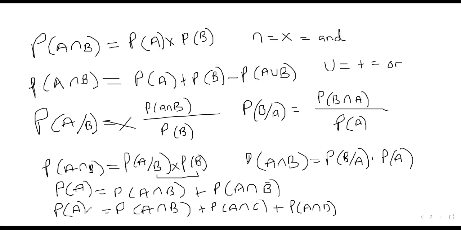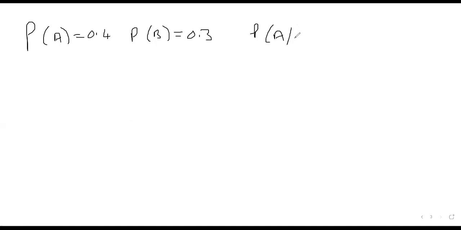Okay. So we can look at an example, then we look at the examples we had in class. So understanding these formulas is going to give us a grip of applying them in the examples that we had in class. So if you're given in an instance that a probability of A is 0.4. Probability of B is 0.3. And probability of A given B is 0.5.